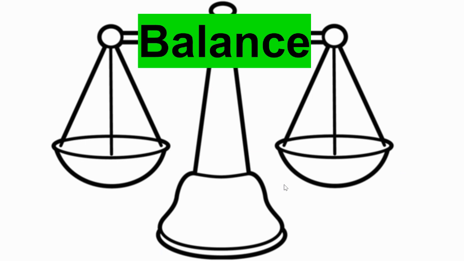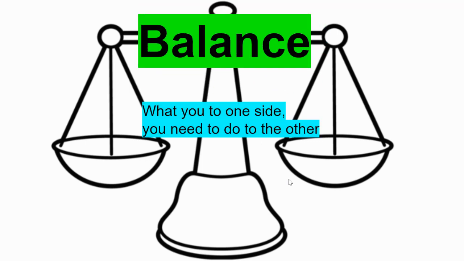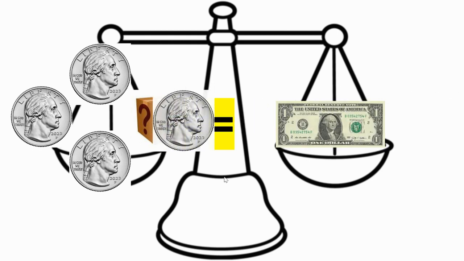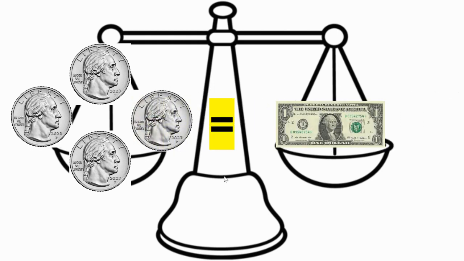One of the key things to remember with one-step equations is that one side has to stay in balance, has to equal the other side. So we really want to make sure that whatever you do to one side, you do to the other. For instance, if we had 3/4 plus something equals $1, we want those values to be the same on both sides. So if a quarter is 25 cents, what are we missing here? That's right, another quarter, another 25 cents.